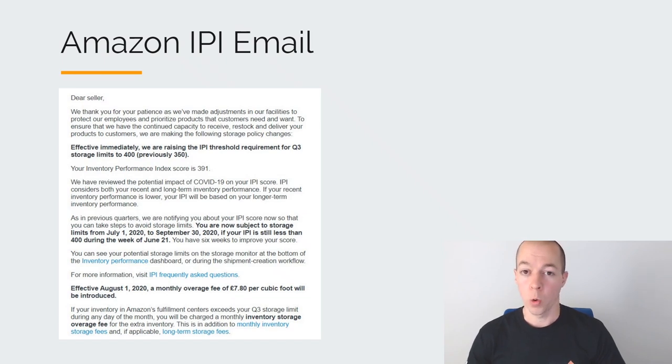If I don't, then I will have restrictions placed on my account and I won't be able to send as much inventory into the Amazon warehouses in Q3. And also, as it says at the bottom, effective from August 1st, a monthly overage fee of £7.80 per cubic foot will be introduced. So if I do have stock above that new limit that they're going to set for me in the Amazon warehouses, they will charge me £7.80 per cubic foot. So it will be a very expensive thing if I'm unable to get my IPI back up and exceed the new limits that they set for me.